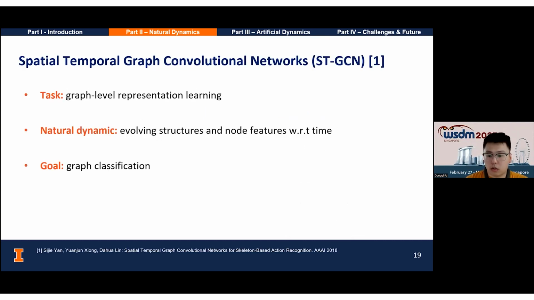The first research work about convolutional operations is called spatial temporal graph convolutional neural networks, or ST-GCN for short. The task is graph-level representation learning, and the goal is to use those representation vectors to do temporal graph classification, where the natural dynamics means that the structures and also the node features are evolving with time.